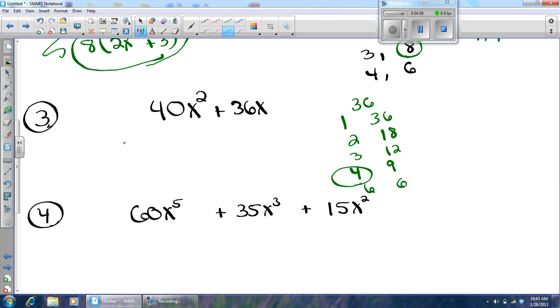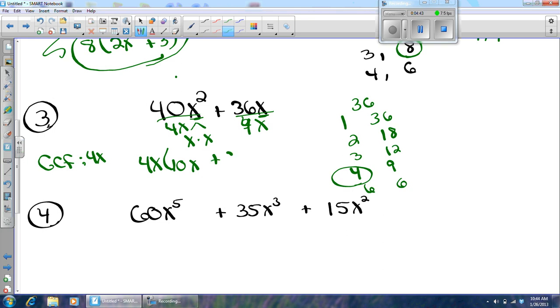But look at this, I got an x squared and an x. What's common to both of them? Well, doesn't x squared really mean x times x? And aren't they factors? There's 1 x, isn't there? That's common. My GCF in this problem is going to be 4x. So I'm going to factor out a 4x. If I divide 40x squared by 4x, I'm going to get 10x. And if I divide 36x by 4x, I'm going to get a positive 9.